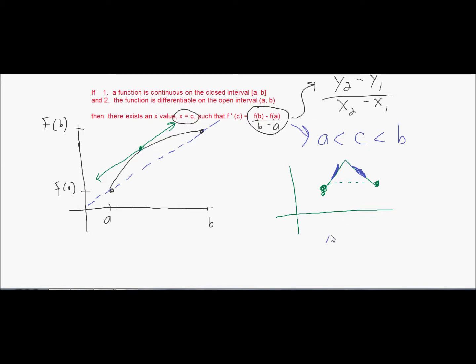If that was a smooth curve, like this one, now you can see the secant line is 0. It's differentiable everywhere. And the tangent line up here is going to have a slope of 0 at the very top. That's a maximum.